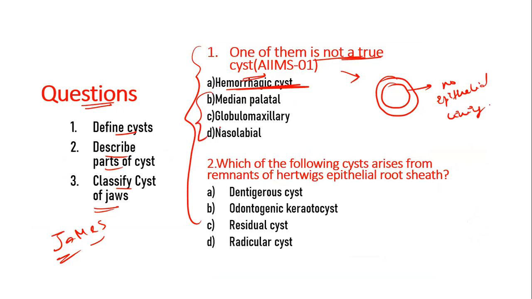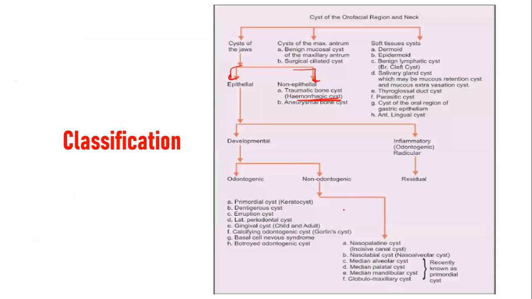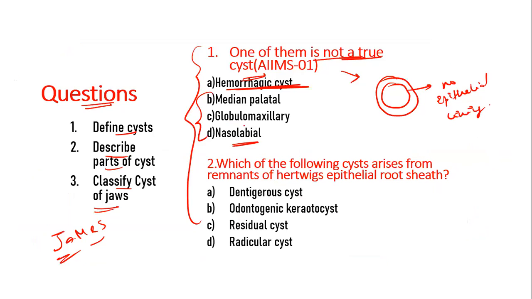And the other cysts are basically your non-odontogenic cysts, right? They come over here. Non-odontogenic cysts are lined by epithelium, right? So these are the nasopalatine, nasolabial, and globulomaxillary.